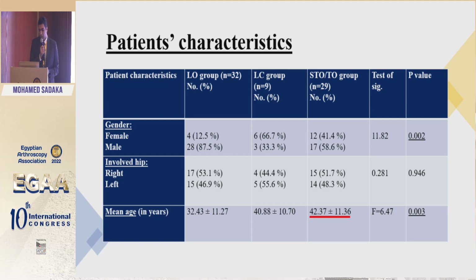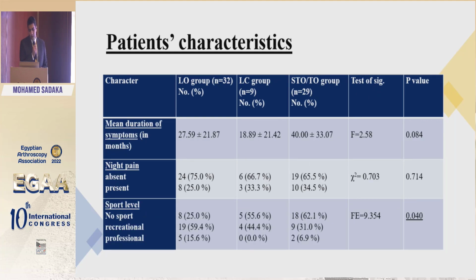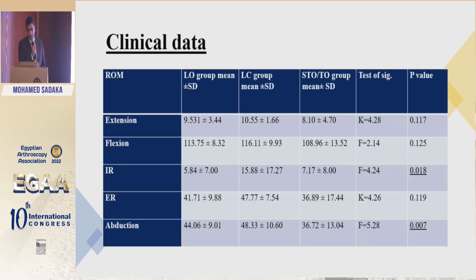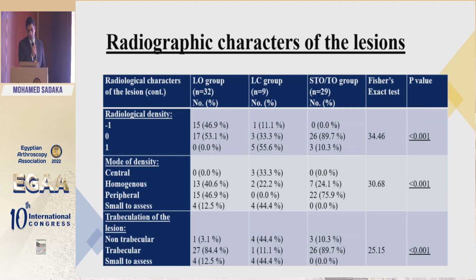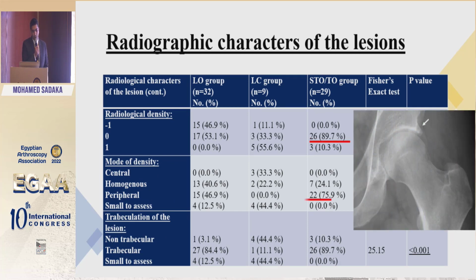So the subtotal ossification group showed that the operative age was significantly higher, and the duration of symptoms was longer than the other groups, with significantly lower abduction range of motion, and a significantly higher incidence of posterolateral and anterior extension of the lesion. Also, there was a higher incidence of triangular lesions in the patients with subtotal ossification.